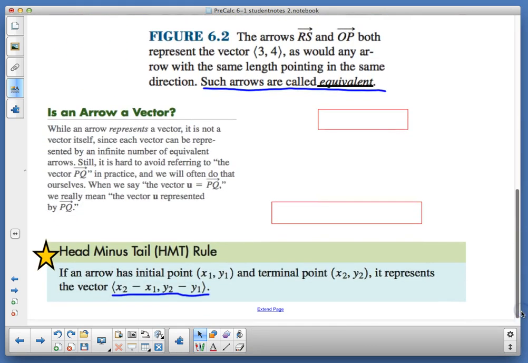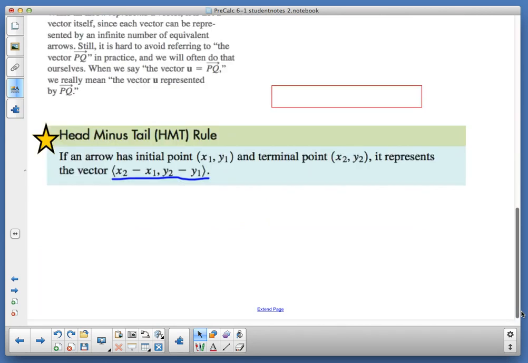And I just went over the head minus tail rule. I'll get that up a little higher so you guys can see. I just take the tail, x sub 1 and y sub 1, and I subtract it from the head, x sub 2, y sub 2.